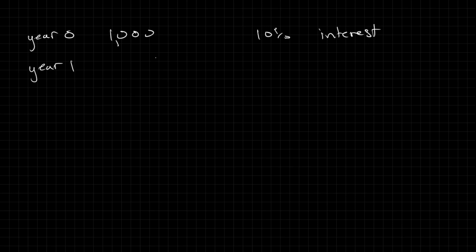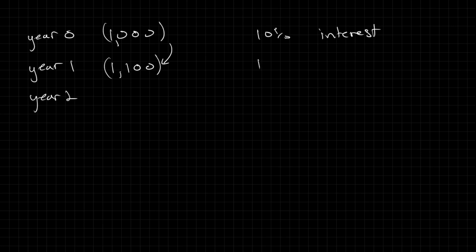So if we invest, let's say, $1,000 at year zero, so right now, with a 10% interest, then the idea is after the first year, we'll have $1,100. That's because we add 10% of our investment to our total. And then in year two, we'll make 10% on the $1,100 here.